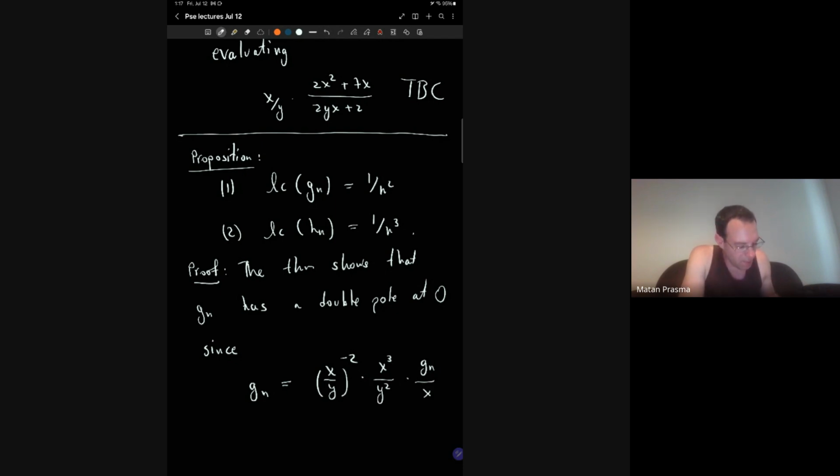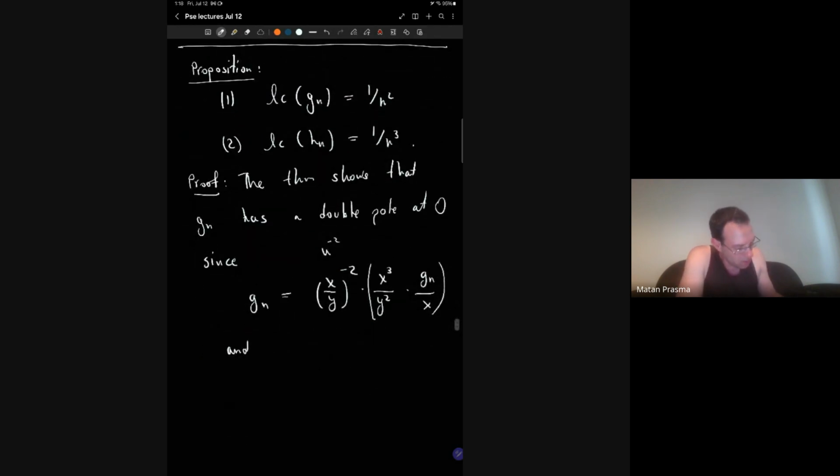You see what I did here? I just added some x terms and some y terms to the numerator and denominator, and they all cancel out. But this is like u to the minus 2, and this is a function that is finite and non-zero at O.